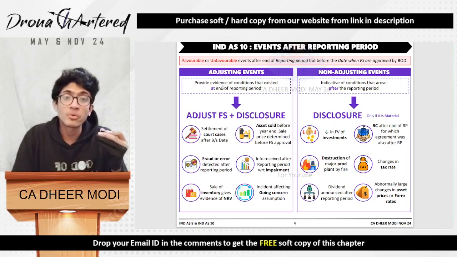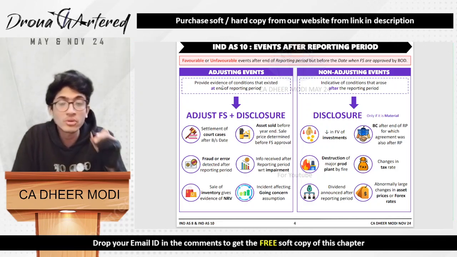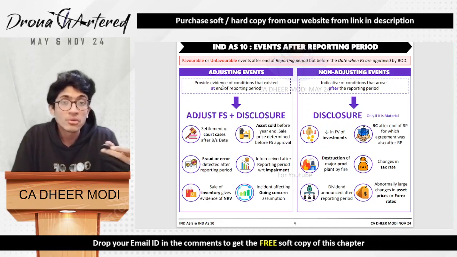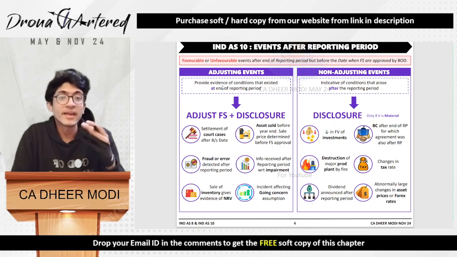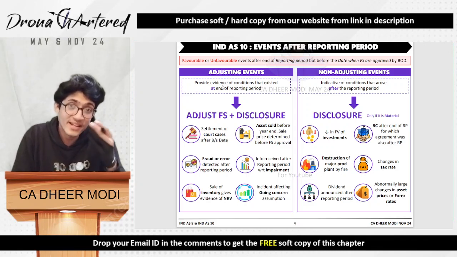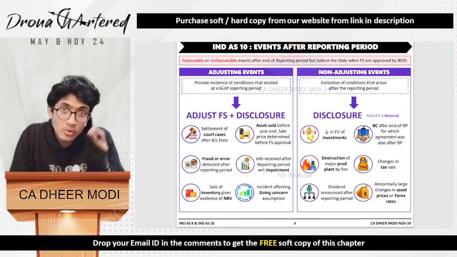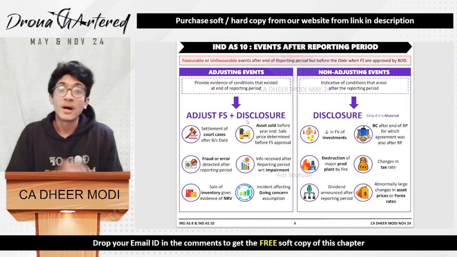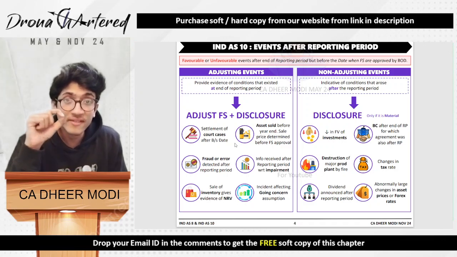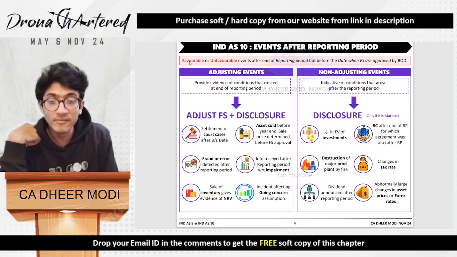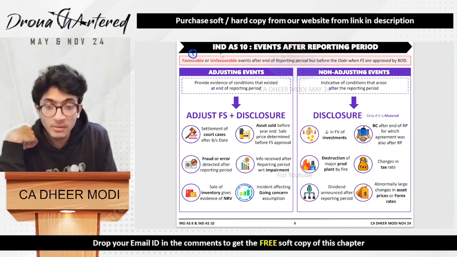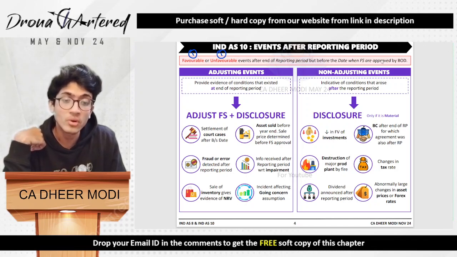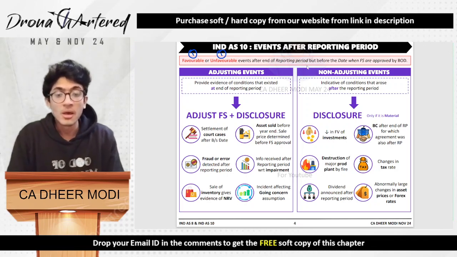So events after reporting period: say your reporting period ends on 31st March, but your balance sheet is approved on 31st July. The period between March and July, if there are any major significant events that happen after 31st March but before 31st July, is what we are talking about, that is events after reporting period. Does this include both favorable as well as unfavorable events? Yes, it includes favorable as well as unfavorable events after the end of reporting period, but before the date when financial statements are approved by the board of directors.